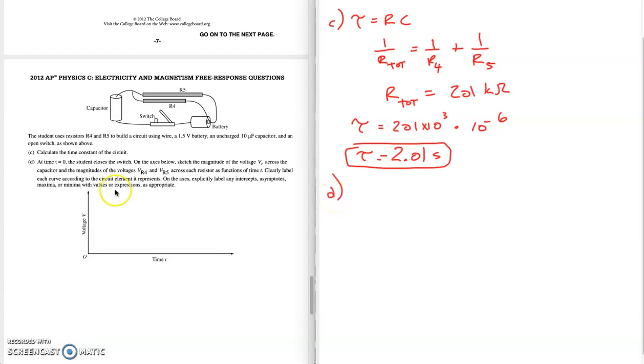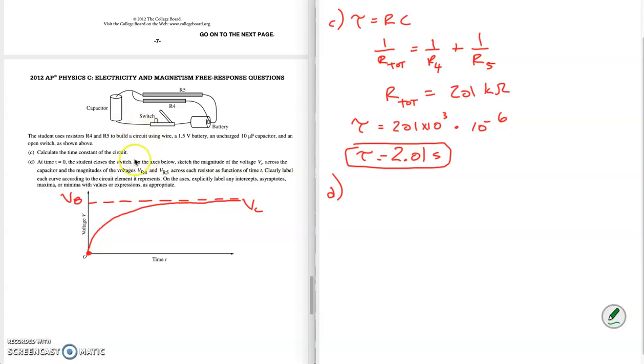All right, now part D. I'm going to close the switch, voltage across the capacitor. When it starts out uncharged, the voltage across the capacitor is going to be 0, and it's going to slowly build up, well, slowly, over a couple of seconds, to be the voltage of the battery. So whatever the voltage of the battery is, that's going to be our limit. So voltage of the battery. And what we're going to have here is an upside down exponential decay. And that's going to be the voltage of the capacitor.